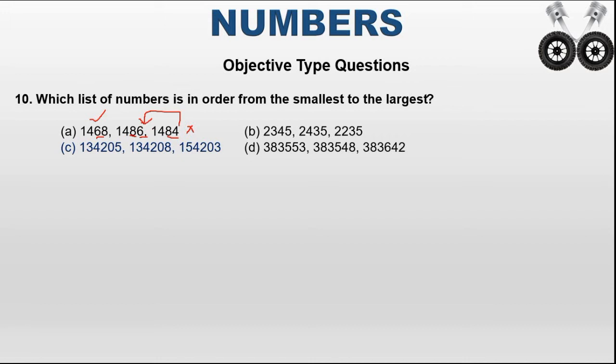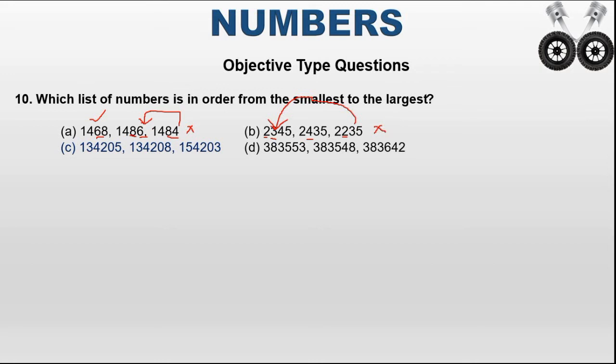Now go for statement B. So compare now. First find the number of digits. Everything has 4 digits. So now compare the first digit. Each and every number has 2. Now compare the second digit. Here 3, 4, 2. Which is the smallest one? 2 is the smallest one. That should be arranged first. But here it is arranged as the last. So here the statement is wrong.